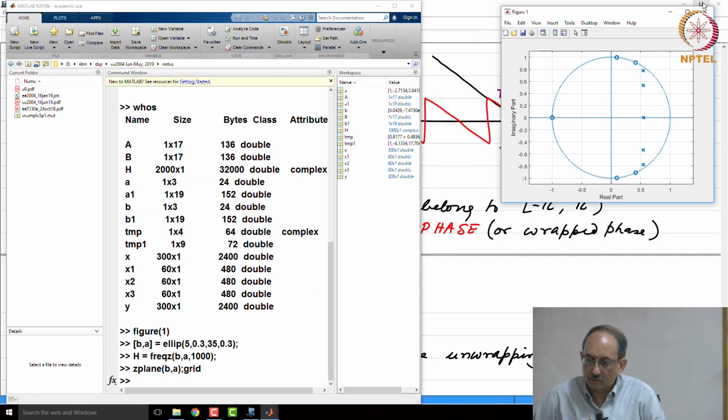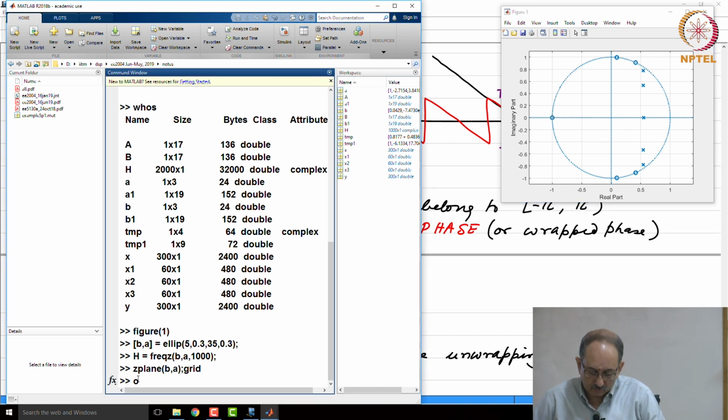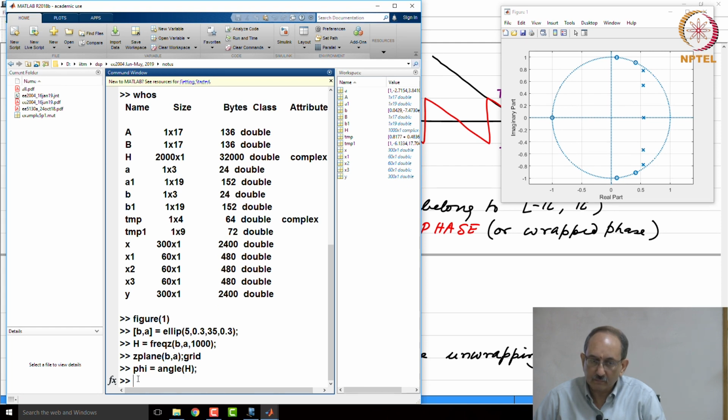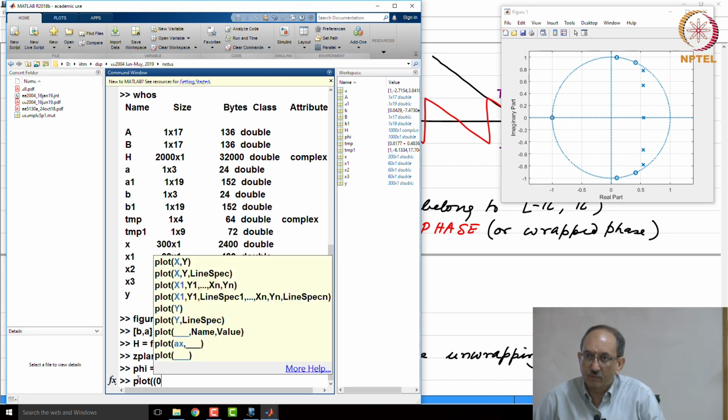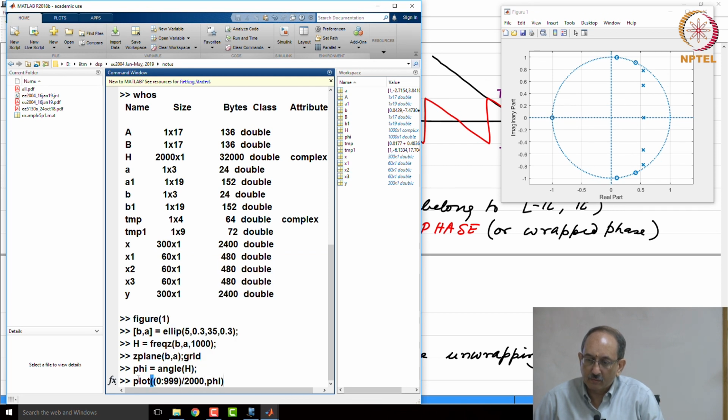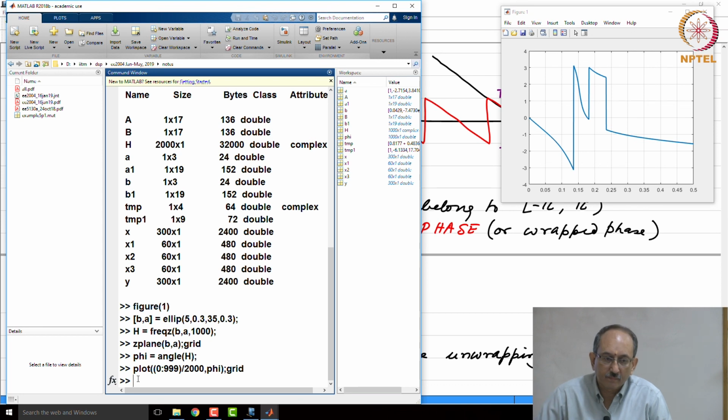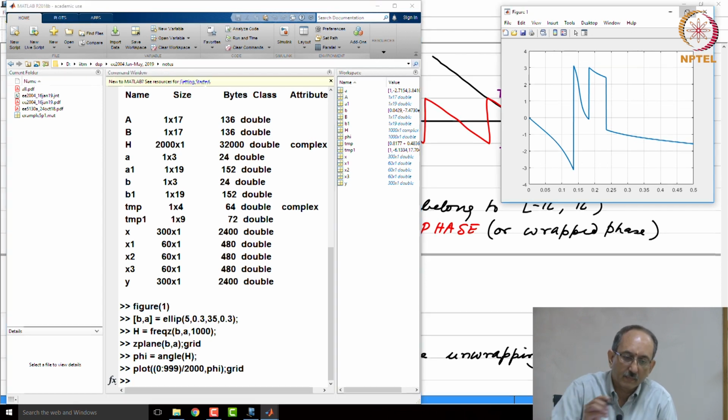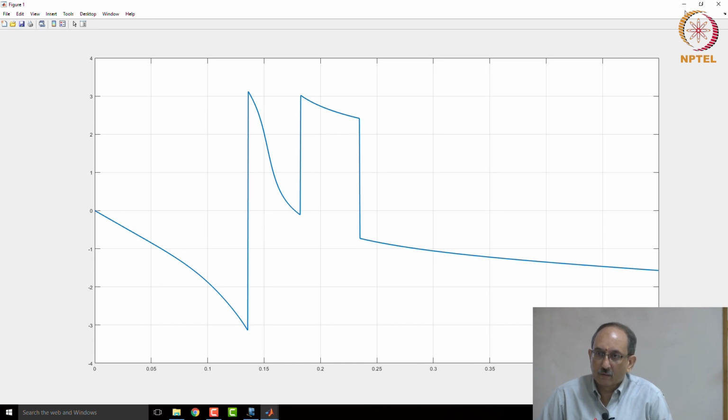So, let us verify that. So, here let me plot the phase response, and this is angle H, and let me plot the angle from 0 to 0.5, because this is real valued. It is enough if you plot this from 0 to pi. So, since I have taken 1000 points, this is the phase response, and this is the wrapped phase response.